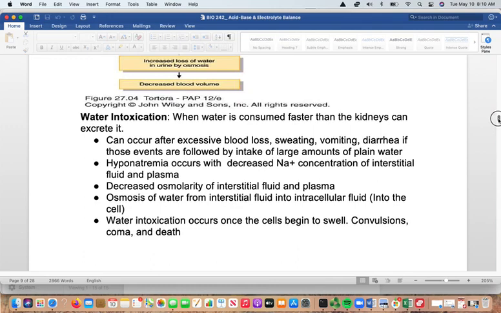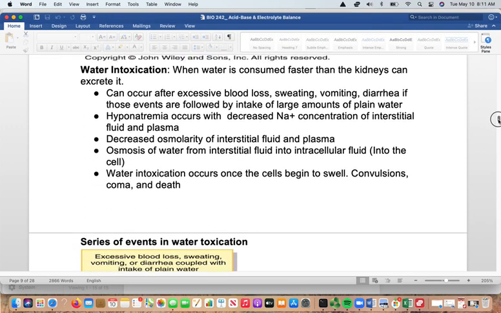Water intoxication is also a dangerous scenario. We hear a lot about dehydration, but we rarely hear about water intoxication. This happens when water is consumed faster than the kidneys can excrete it. Generally, this would occur after excessive blood loss, sweating, vomiting, or diarrhea. This is something that can happen at endurance events in hot weather, where a person would be thirsty and therefore consume a lot of water instead of electrolytes.